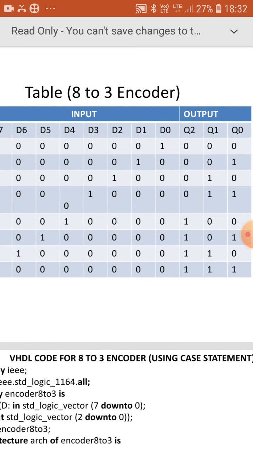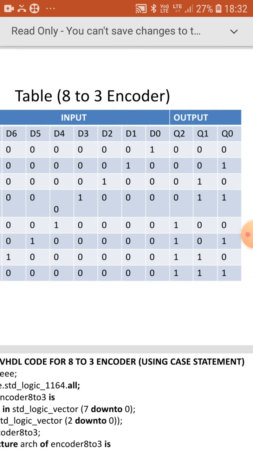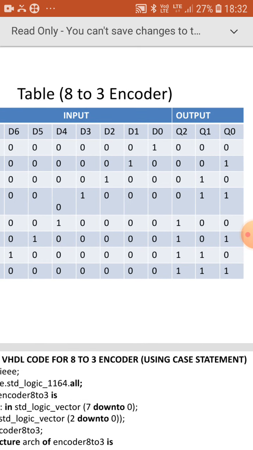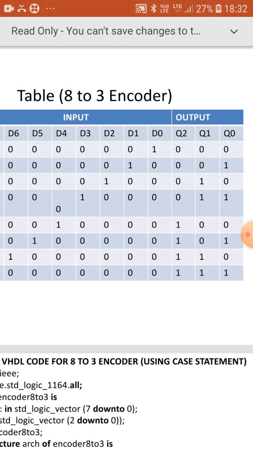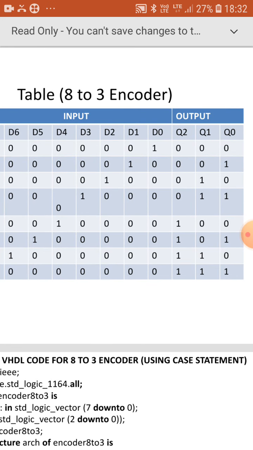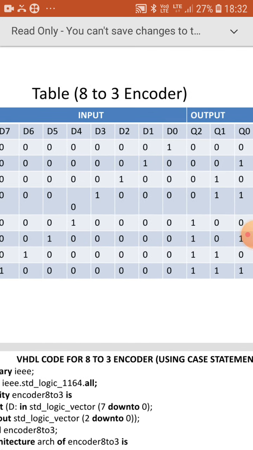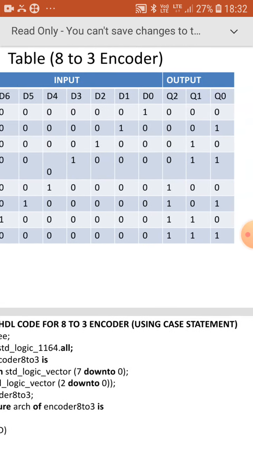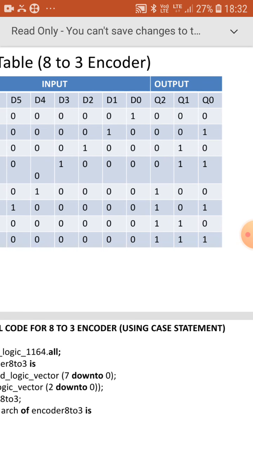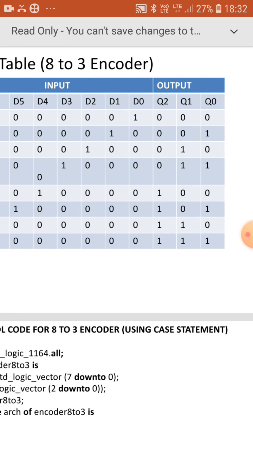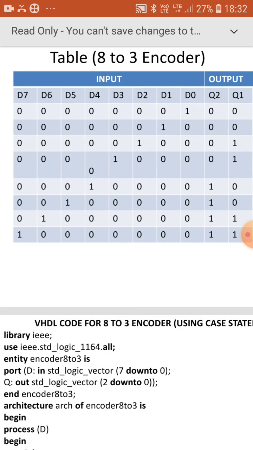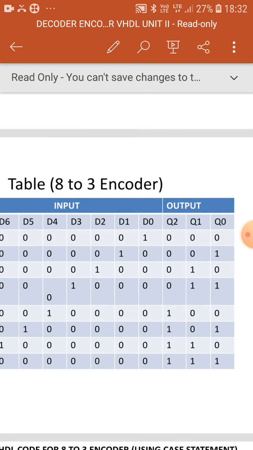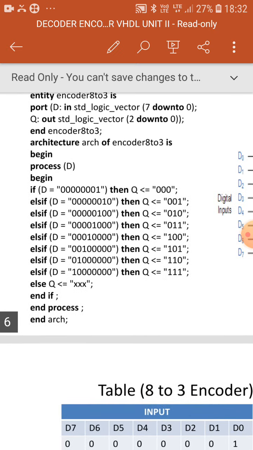Next, if D1 is equal to 1, then the output will be 0, 0, 1, since the binary value of 1 is 0, 0, 1. Similarly, if D7 is equal to 1, then the output Q will be 1, 1, 1, since the binary value for 7 is 1, 1, 1. The output will be the binary value.